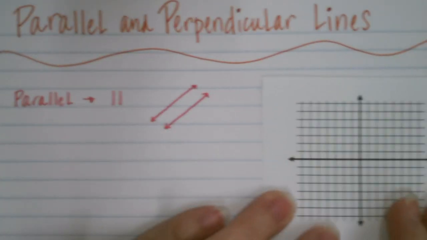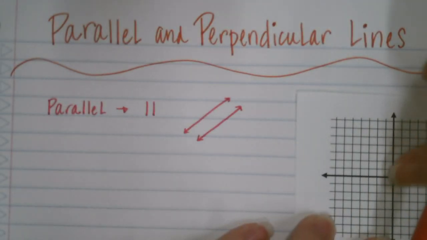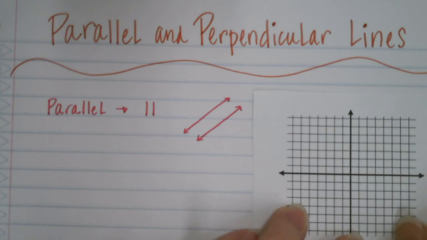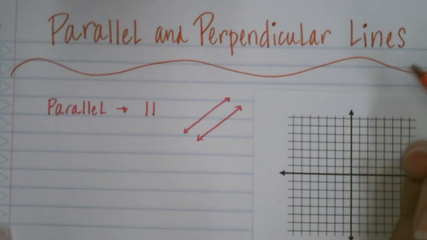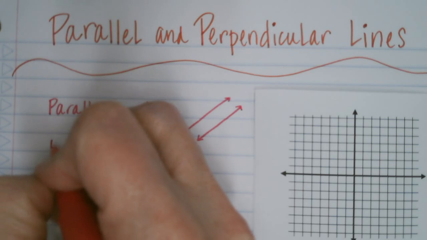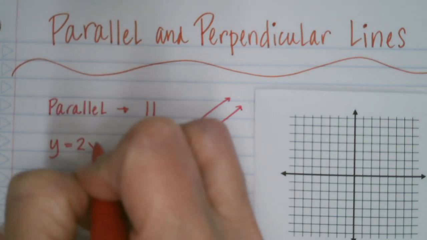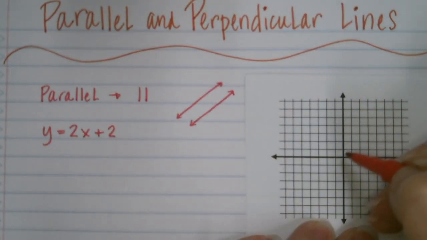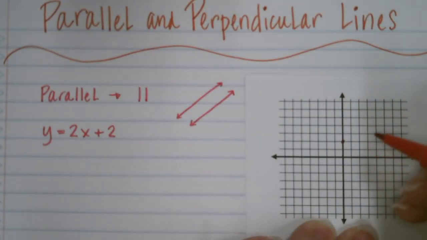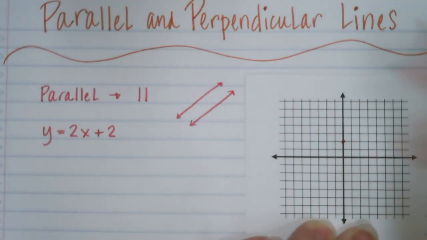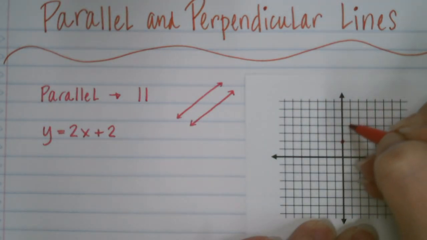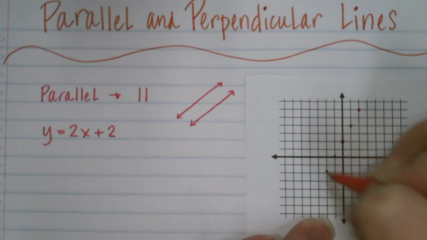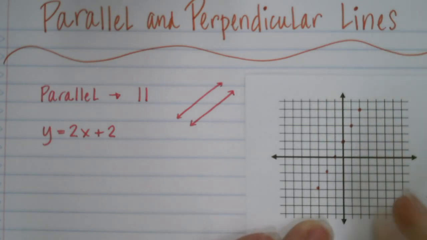Now, if we look on a graph, why would parallel lines not intersect each other? I'm going to start off with, let's say we have the equation y equals 2x plus 2. If we were to graph that, we're going to start at 2, and then the slope is 2 over 1, so up 2 over 1, up 2 over 1, or you could go down to the left 1, down to the left 1, and so on.